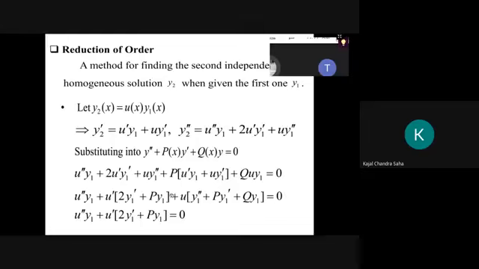ওকে, এখন আমরা যাচ্ছি আমাদের গোল, যে গোলটা আমরা আসলে আজকে করব সেটা হচ্ছে রিডাকশন অফ অর্ডার। রিডাকশন মিনস হচ্ছে কি কমানো, তাই না? আজকে আমরা অর্ডারটাকে কমিয়ে ফেলবো, যেমন মানে থার্ড অর্ডার ইকুয়েশনকে 1 কমাবো, ফোর্থ অর্ডার ইকুয়েশনকে 1 কমাবো, তাই না? যেমন হচ্ছে আমাদের যখন যে কোনো কাজ থেকে আমরা চাচ্ছি হচ্ছে তার অর্ডারটাকে রিডাকশন করতে। আচ্ছা, ওকে, a method of finding the second independent homogeneous solution y2 when given the first one y1.